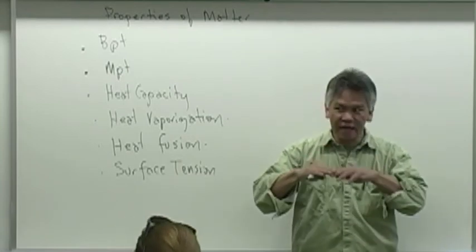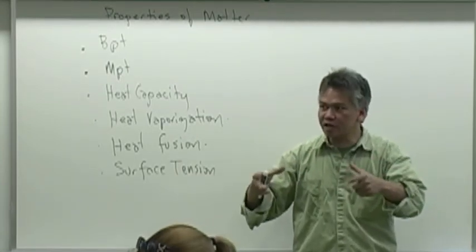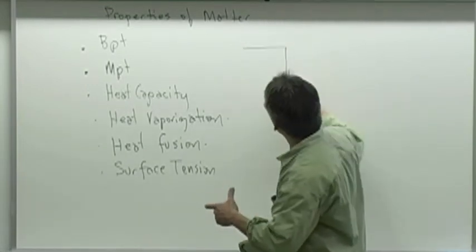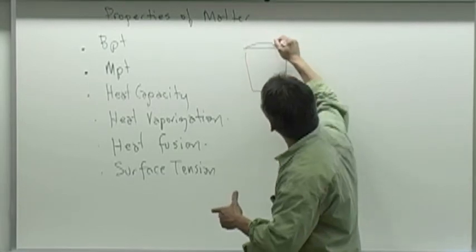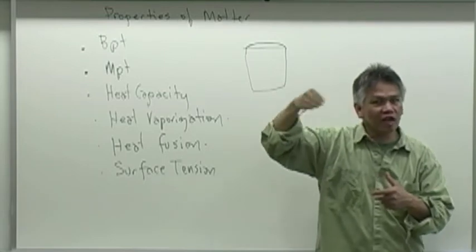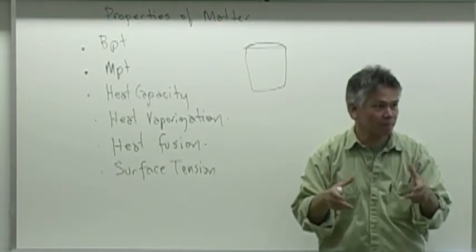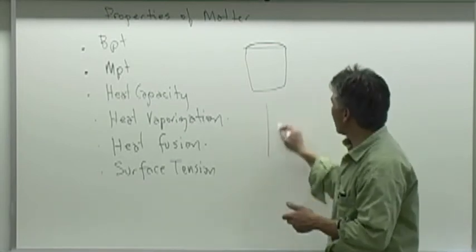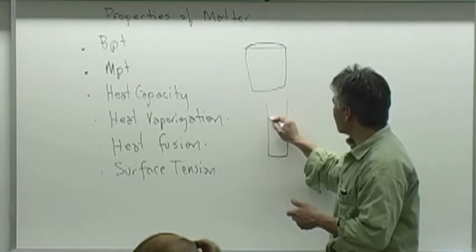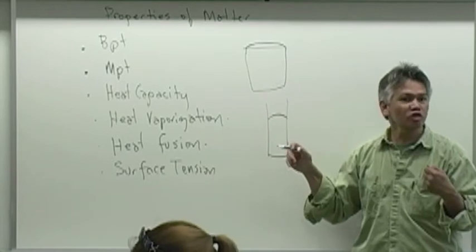How tense is the surface of that particular material in its liquid state? You know that if you have a beaker full of water, then the water tends to form a bulb at the very top. And the reason why it does that is because of its surface tension. Okay? Mercury, if you have a mercury in a tube, it also has certain surface tension.